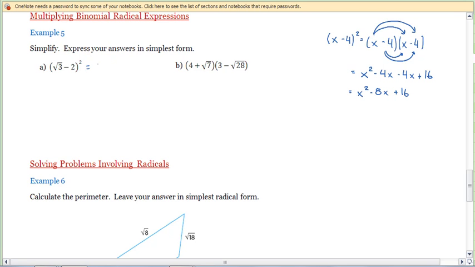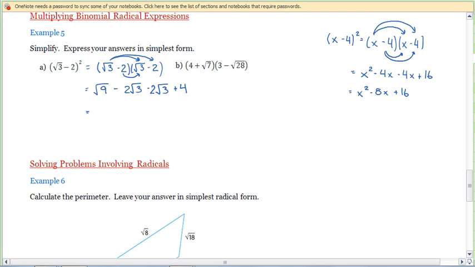So root 3 minus 2 all squared is like saying root 3 minus 2 times root 3 minus 2. And now I'm going to expand this. So root 3 times root 3 is going to give me root 9, minus root 3 times negative 2 is going to give me minus 2 root 3. Minus 2 times root 3 is going to give me minus 2 root 3. And then minus 2 times minus 2 gives me plus 4.